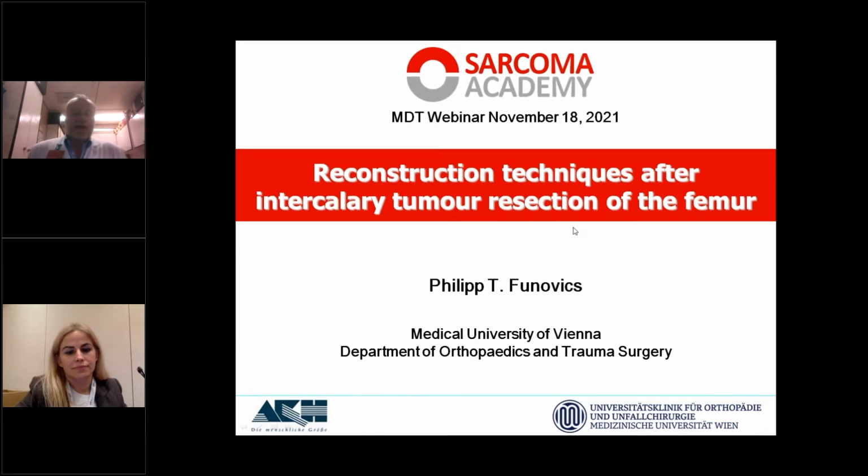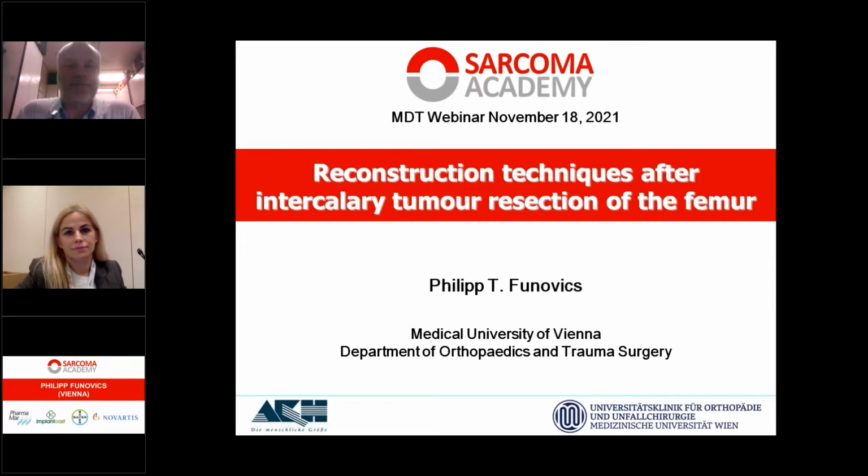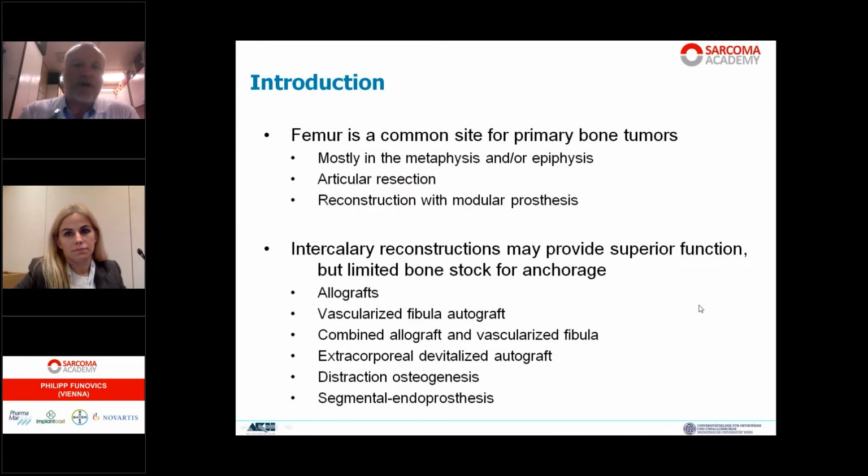So I would like to come up with a rather basic surgical problem, but one that seems to be unresolved in current literature: the reconstruction technique after intercalary tumor resection of the femur. We are all aware that the femur is a very common site for tumors, and most primary tumors occur in the metaphysis or close to the epiphysis, which very frequently requires articular resection. Today the gold standard is regarded to be modular prosthetic reconstruction.